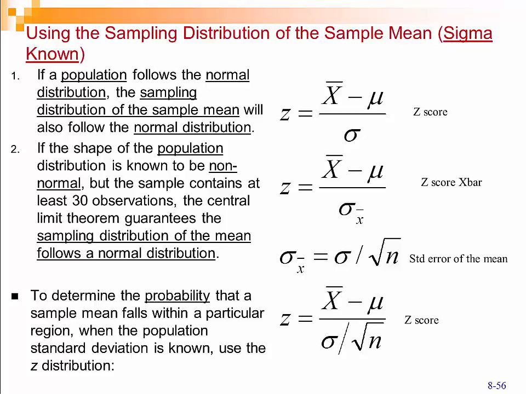Using some of the ideas we discussed previously, we can compute the probability that a sample mean will fall within a certain range. We know the sampling distribution of the sample mean will follow a normal distribution under the two conditions listed on the screen. Number 1, if a population follows the normal distribution, the sampling distribution of the sample mean will also follow the normal distribution. And number 2, if the shape of the population distribution is known to be non-normal, but the sample contains at least 30 observations, the central limit theorem guarantees that the sampling distribution of the mean follows a normal distribution.